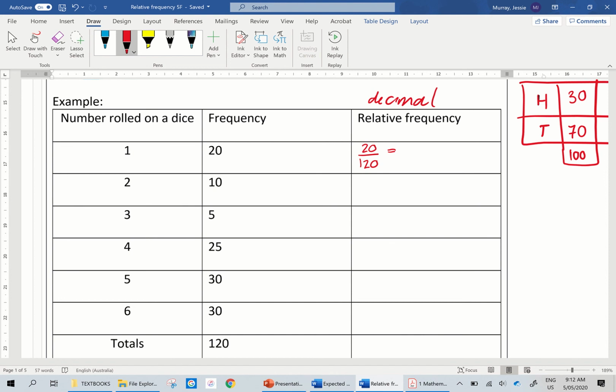This one's not going to be a very nice decimal. All right, let's scrap the idea of the decimal. Generally, if they ask for a decimal, it's going to be because it's a nice decimal. Let's leave these as fractions then. So I'm going to get 1 in 6. So the idea is you take your frequency and divide it by the total.